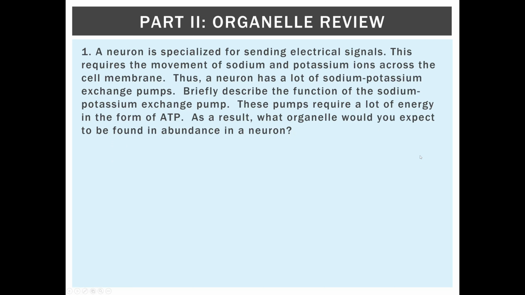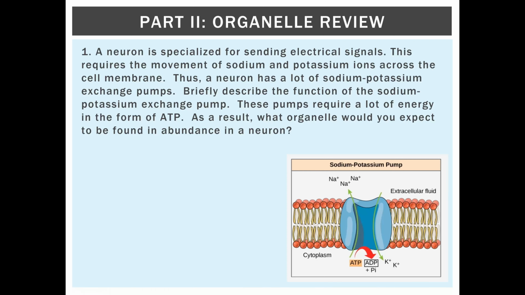Number 1, a neuron is specialized for sending electrical signals. This requires the movement of sodium and potassium ions across the cell membrane. Thus, a neuron has a lot of sodium-potassium exchange pumps. Briefly describe the function of the sodium-potassium exchange pump. These pumps require a lot of energy in the form of ATP. As a result, what organelle would you expect to be found in abundance in a neuron?